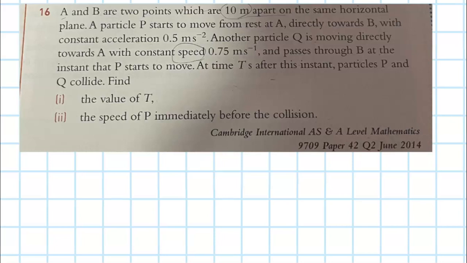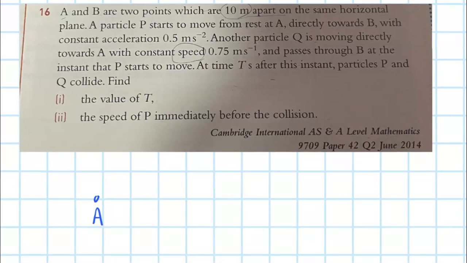Another particle Q is moving towards A with a constant speed of 0.75 meters per second and passes through B at the instant that P starts to move. So they both leave the points A and B at the same time. At some time t after this, particles P and Q collide. Find the value of the time and the speed of P immediately before the collision.